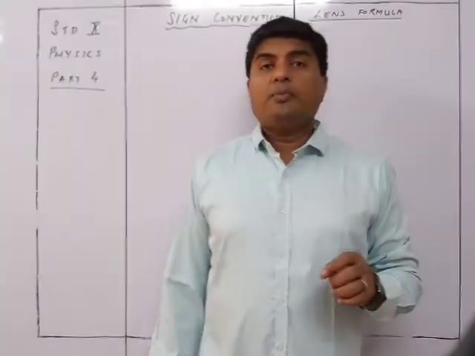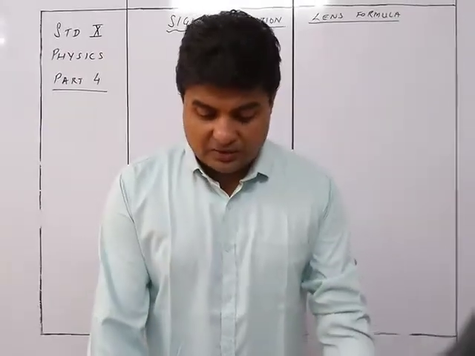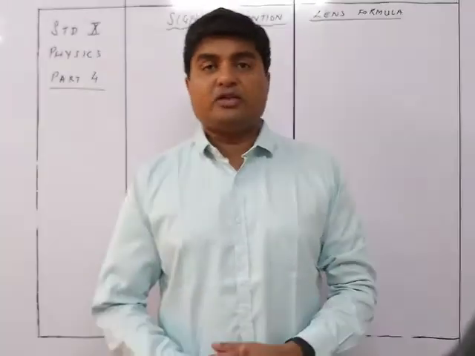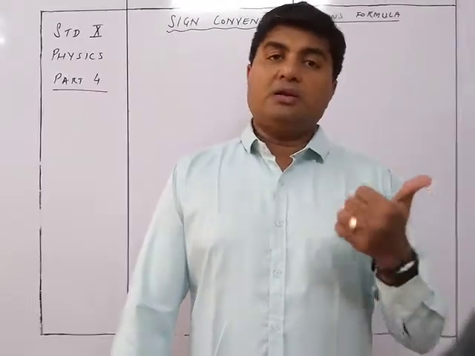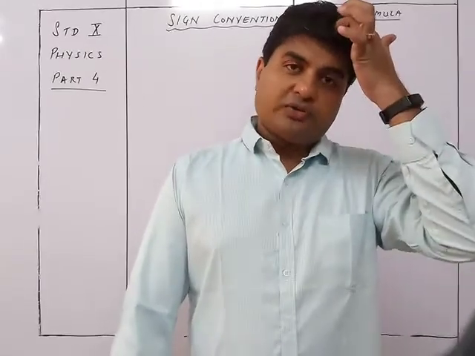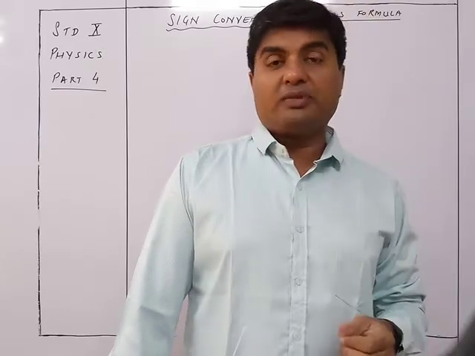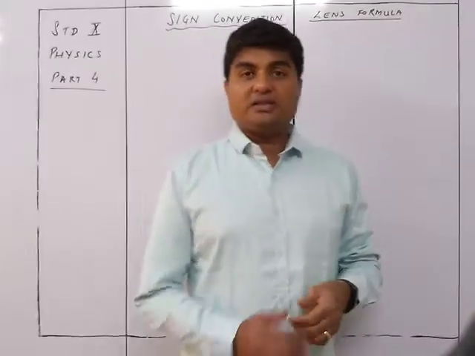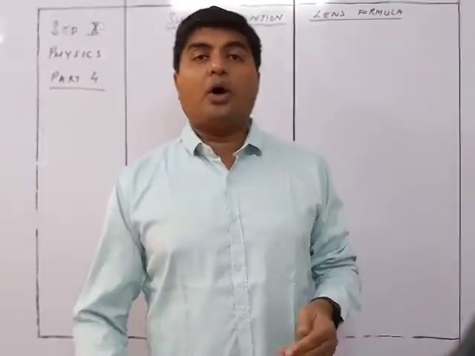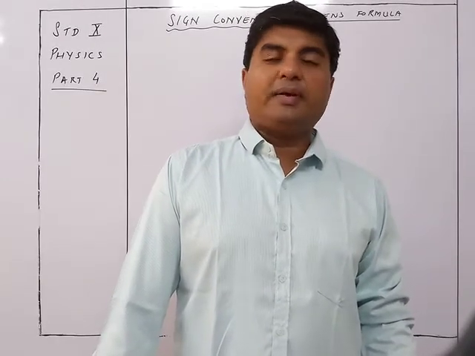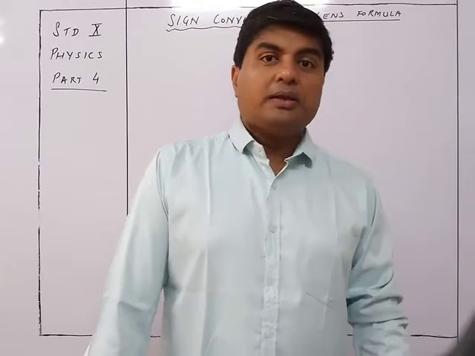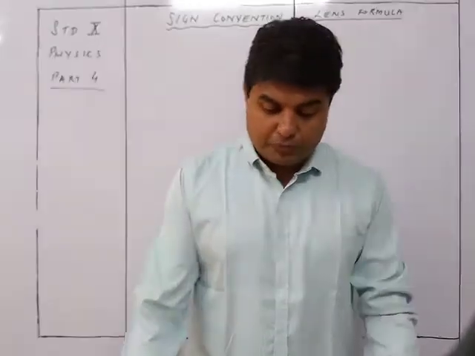So these are basically numerical based things by which you can calculate either the distance of the image from the lens, or the focal length of the lens, or the height of the image so formed of the object. So this is what we are going to learn in this part of the chapter.